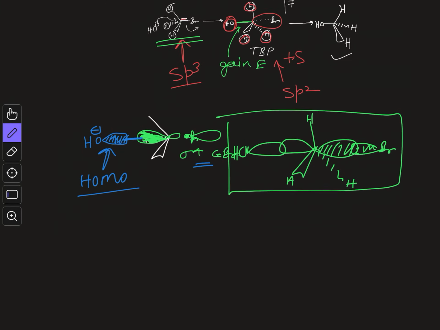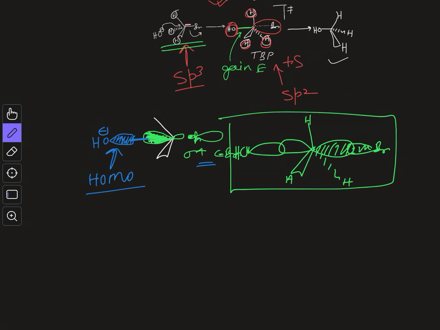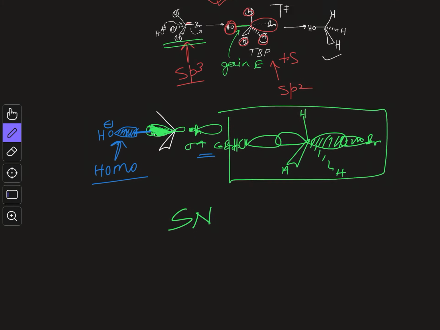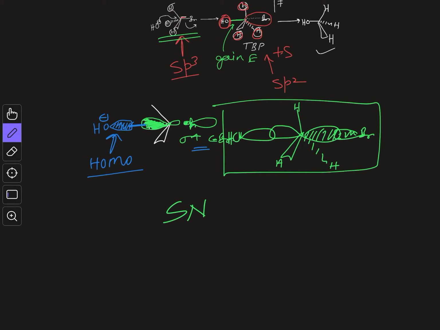Now in this reaction we have to designate the name for it. The general term is SN, but we have to designate the name. How is the designation done? The designation is done based on the molecularity of the reaction.